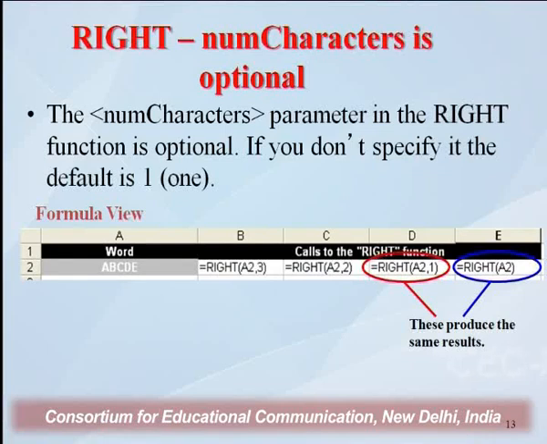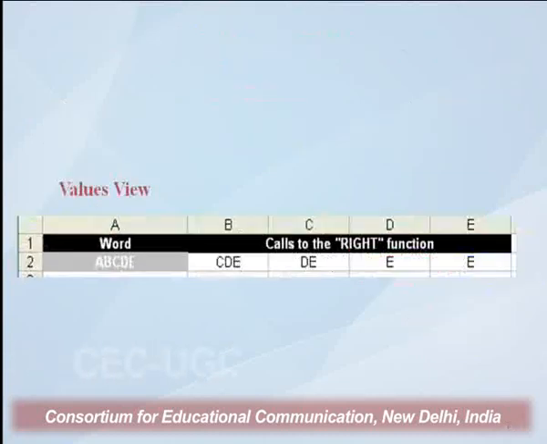The number of characters parameter in the RIGHT function is optional, and if you do not specify it, then the default is 1. So if you only give the name of the function, that is you write is equal to RIGHT, and you give the reference for the text, then it will only extract the first character. But if you want to extract more than 1 character, of course, then you have to specify the number of characters in the function. You can see here only the first character has been extracted, because no number of characters was specified in the function.